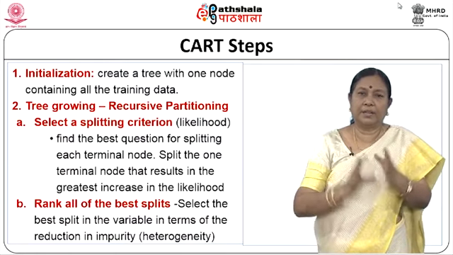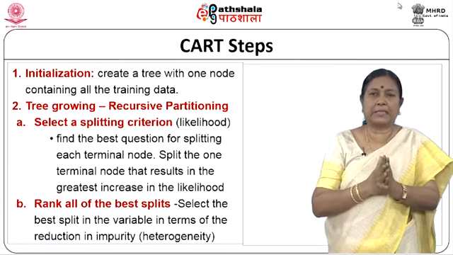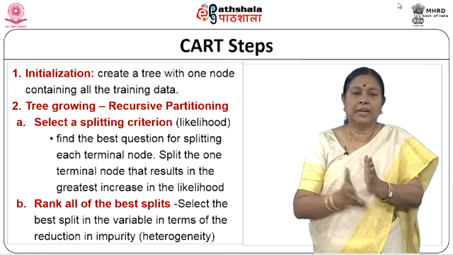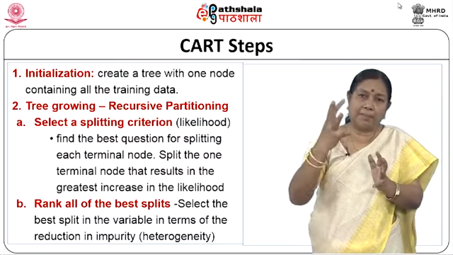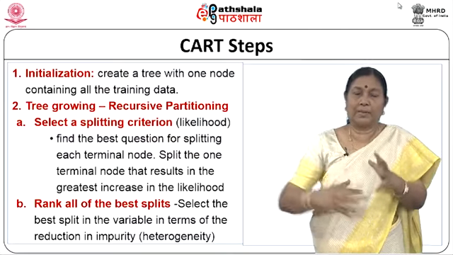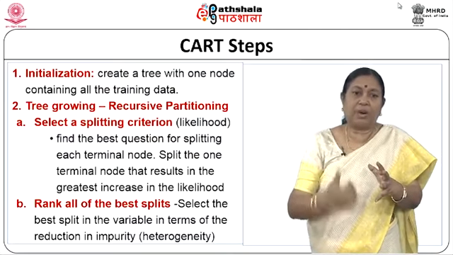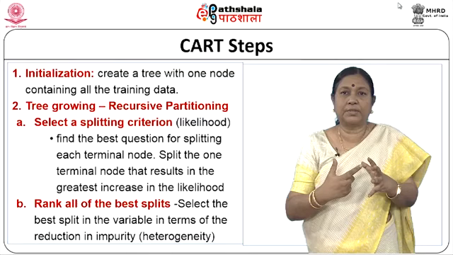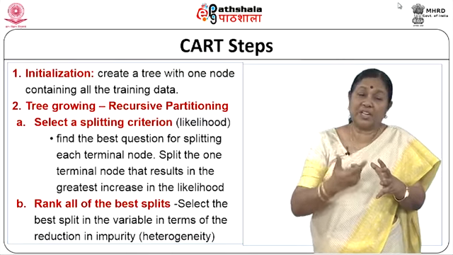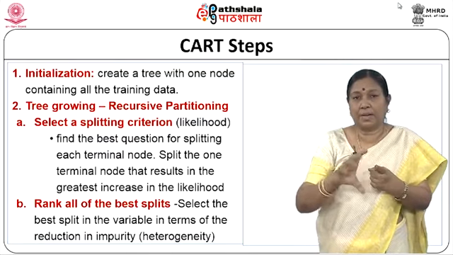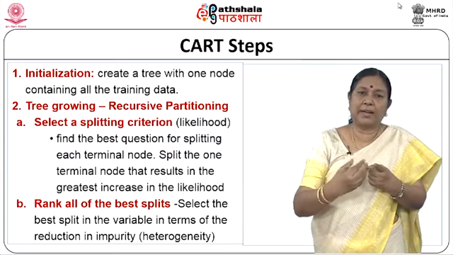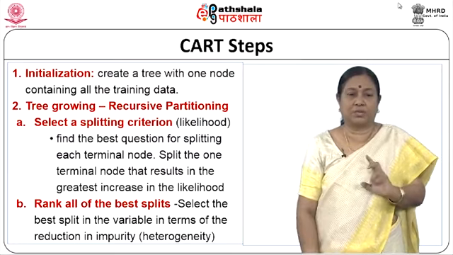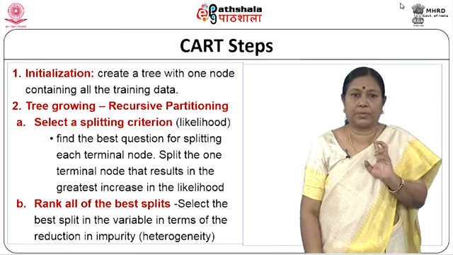Then, given that, you select the best split in the variable in terms of the reduction in impurity. That means you rank all the best splits. Suppose you have more than one best split, you rank all of them. After that, how do you select? You select in terms of the reduction in impurity. Remember, our aim is to get as many pure nodes as possible. So, you try to select in such a way that the impurity is reduced. So, that is the next one.